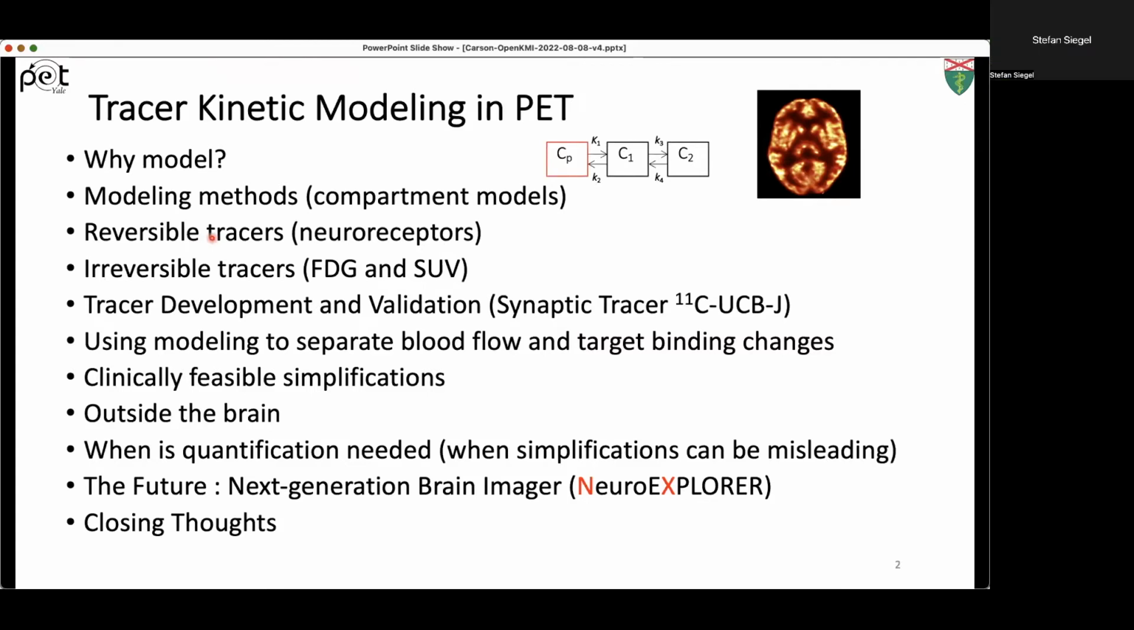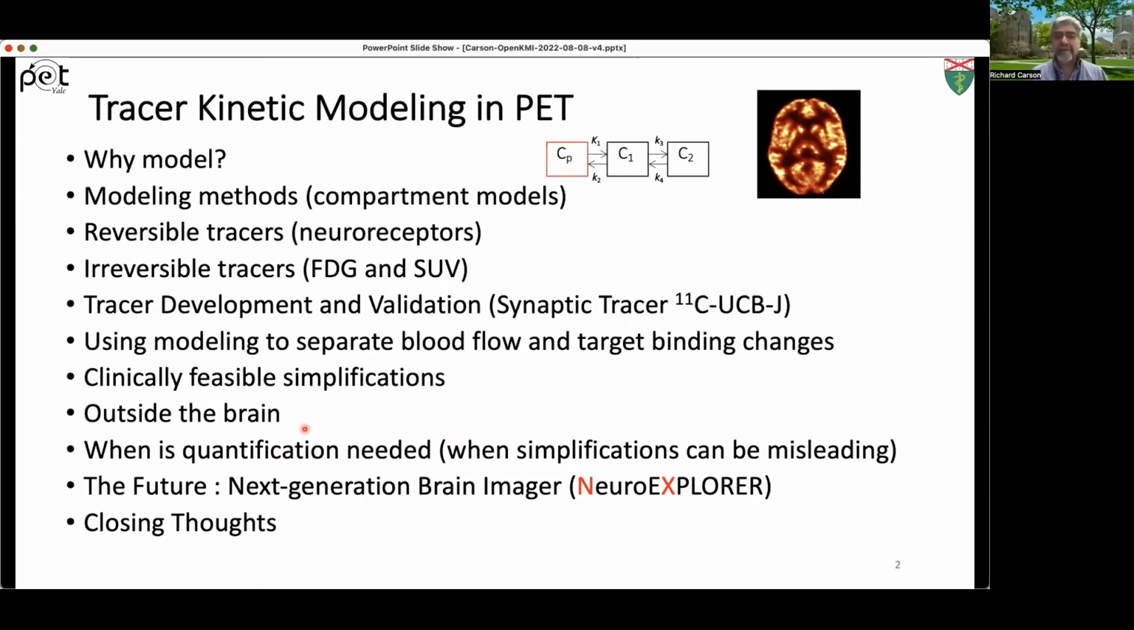Look at them in particular for reversible and irreversible tracers. Talk about those, how we develop a tracer briefly, and then how we use those tracers, for example, using modeling to separate blood flow or binding. How can we simplify things? And where a lot of my work's been in the brain, the challenges of working outside the brain. And then a big part is really going to be looking at when do we need it, when might we be misled by some of the simplifications that we have.